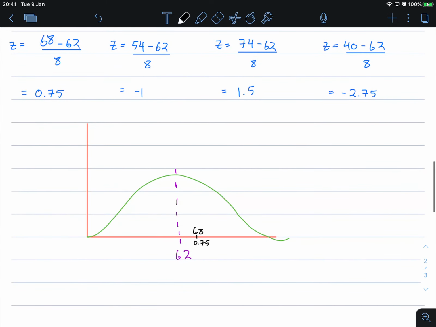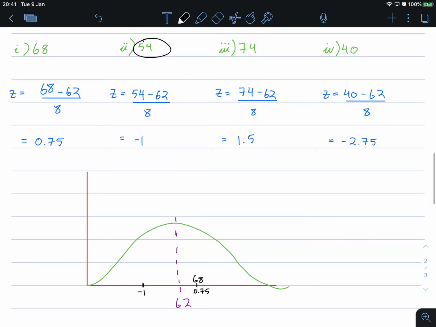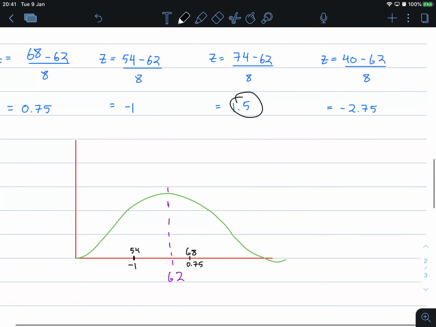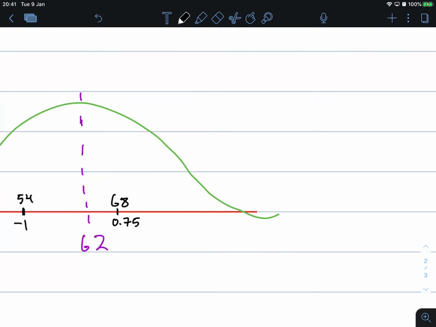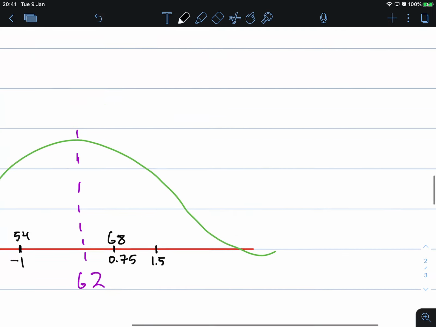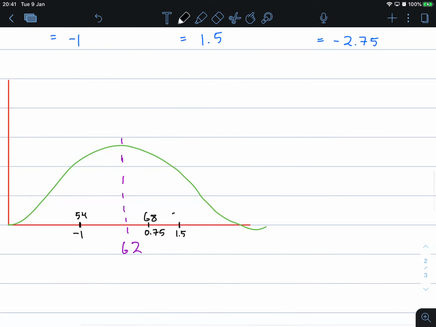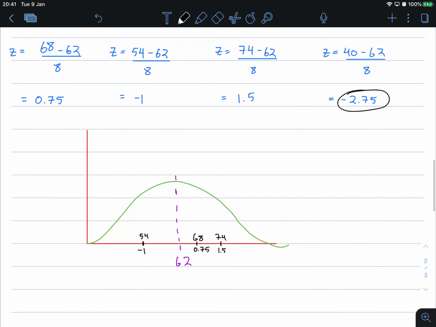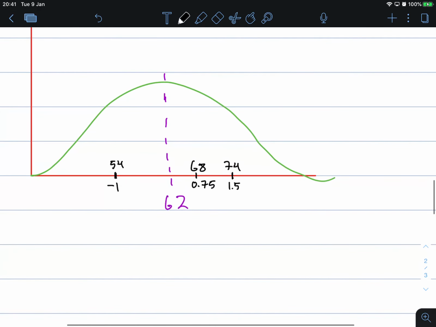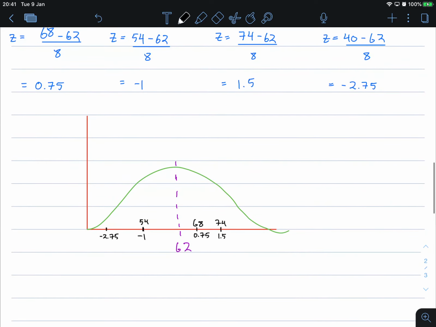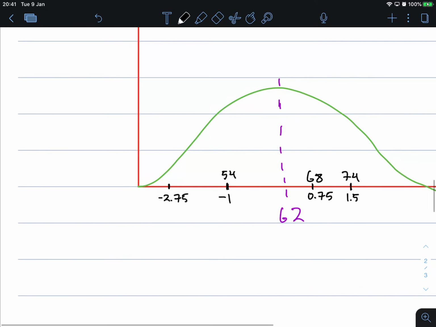A Z-score of negative 1, as we've seen from the previous videos, would be here, and that corresponds to 54. A Z-score of 1.5 would be approximately here, and that is a data score of 74. Lastly, a Z-score of negative 2.75 is very close to the end. That is equal to a raw mark, or data mark, of 40.